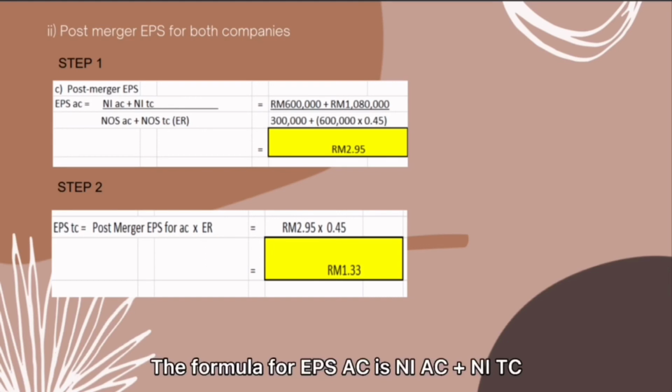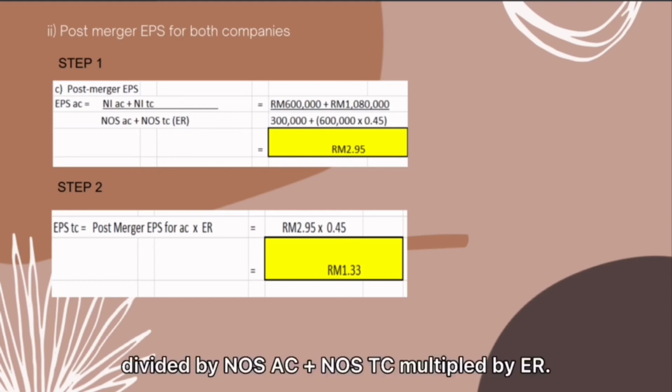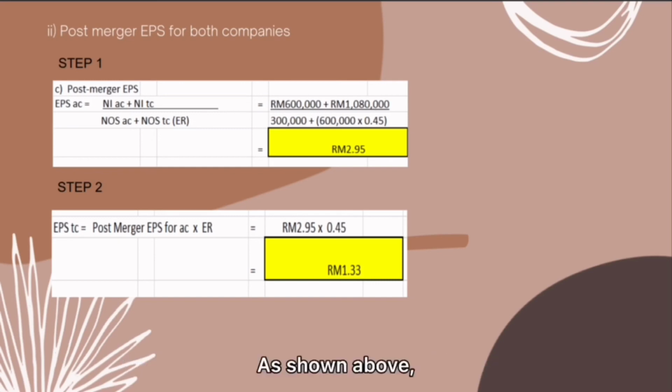The next part, question C2, we have to provide the post-merger EPS for both companies. The formula for EPS AC is NIAC plus NITC divided by NOSAC plus NOSTC multiplied by ER. As shown above, the calculation is 600,000 ringgit plus 1,080,000 ringgit divided by 300,000 ringgit plus 600,000 ringgit multiplied by 0.45. The answer should be 2.95 ringgit.